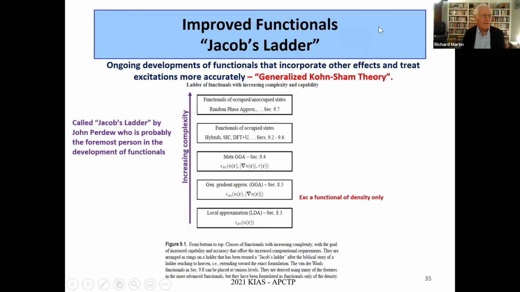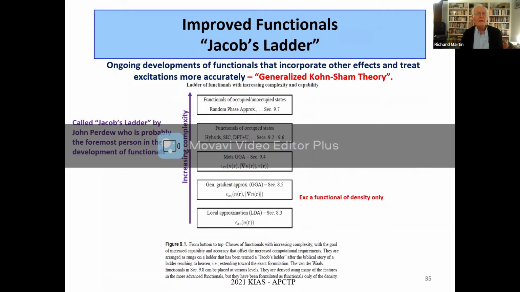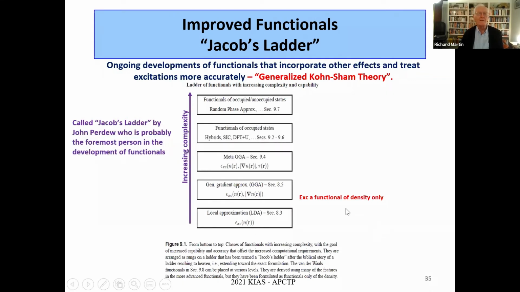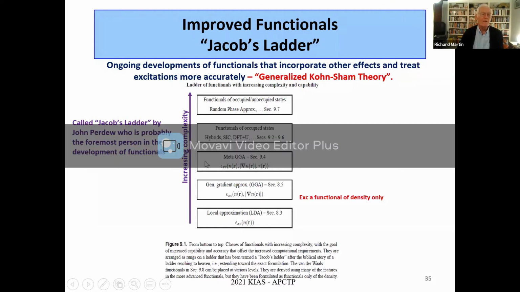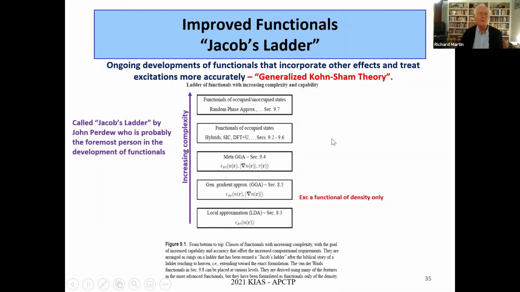So there are many developments of new functionals, and it may be extremely confusing. And I think what John Perdew did in organizing them on a ladder is very beneficial. So this is a ladder, he called it Jacob's ladder, arranged in order of increasing complexity and also in increasing power, starting with the local density and the gradient approximations at the bottom, and then adding other information that's contained in other functionals.